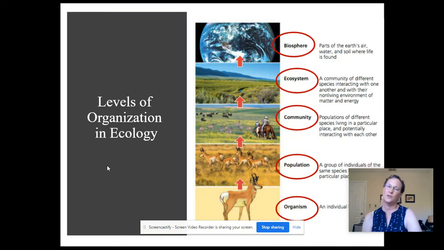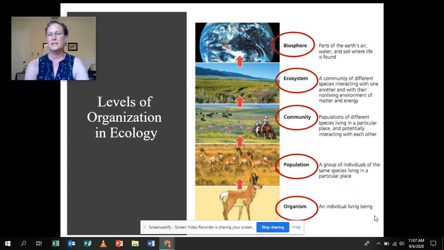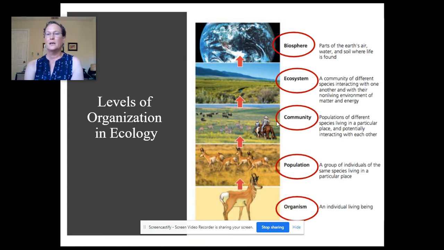Okay, so now we have levels of organization in ecology going from small to big. We can start off with an organism, and an organism is an individual living being. This is under O in your packet. It says an organism is one living being. A population is a group of individuals of the same species. A community is a group of different living species interacting. An ecosystem also includes the non-living components. And then the biosphere is the earth's air, water, and soil.